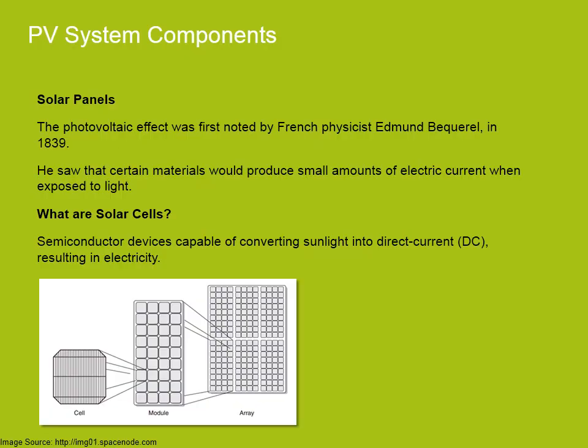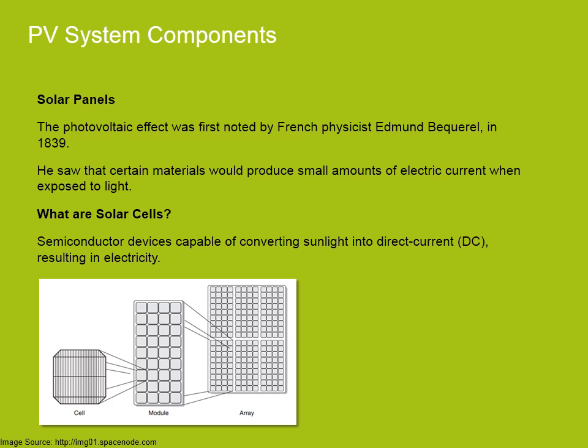It all starts with the solar PV cell. Photovoltaic cells are semiconductor devices capable of converting sunlight into direct current, DC, resulting in electricity. The direct current is carried through wiring to an inverter, which converts the current to alternating current, allowing it to be connected to a property's main electricity distribution board.